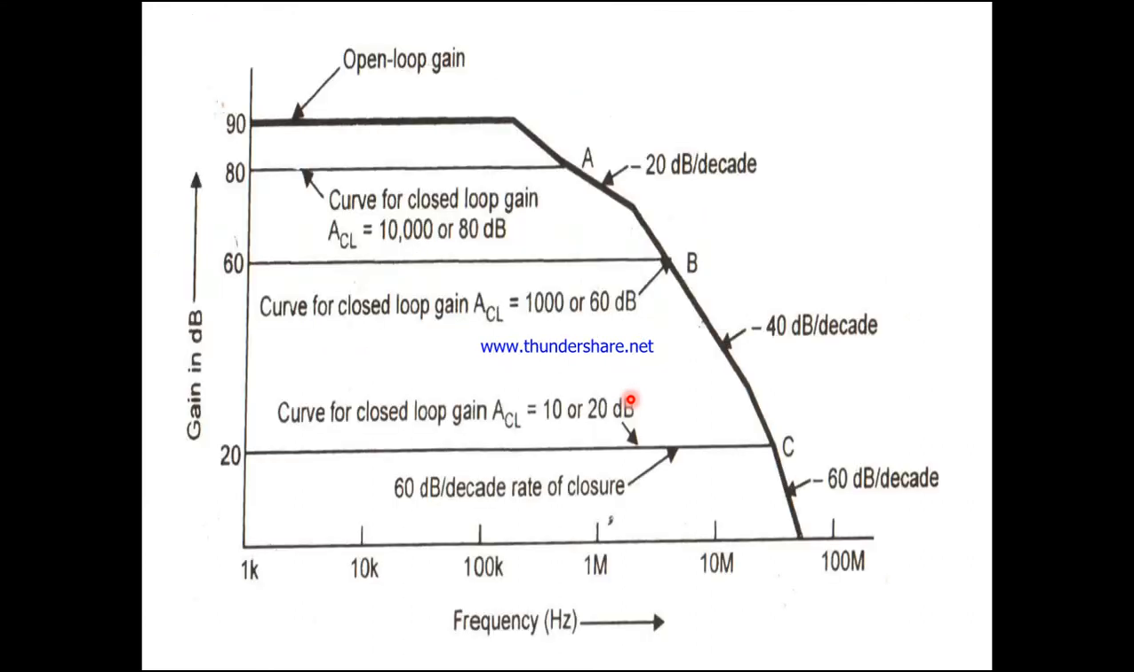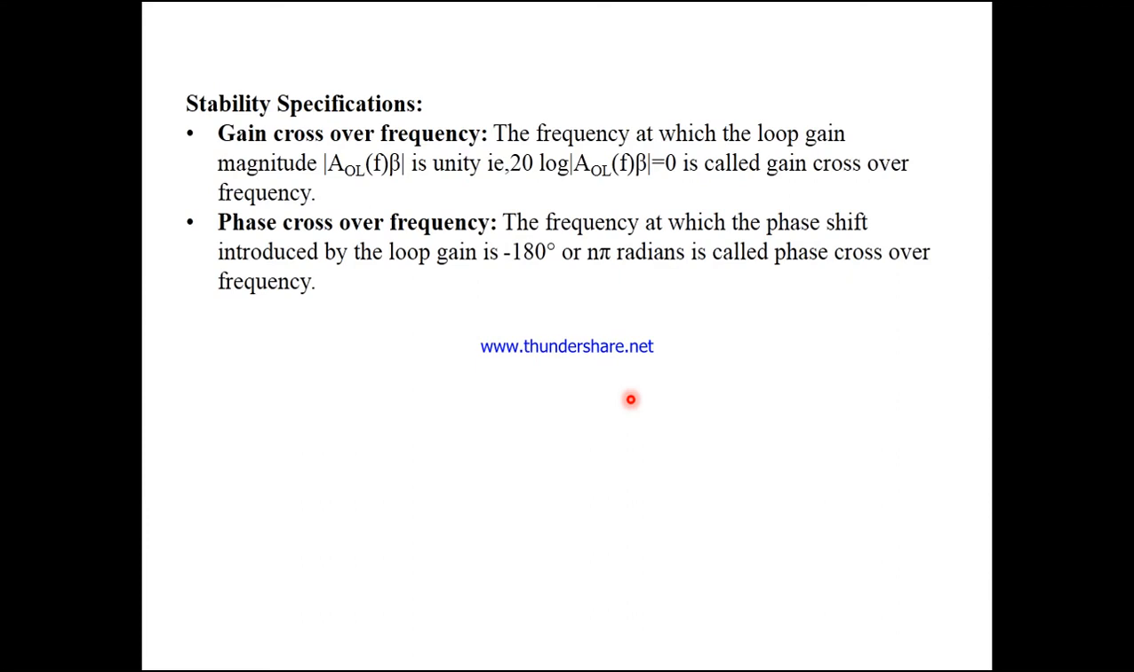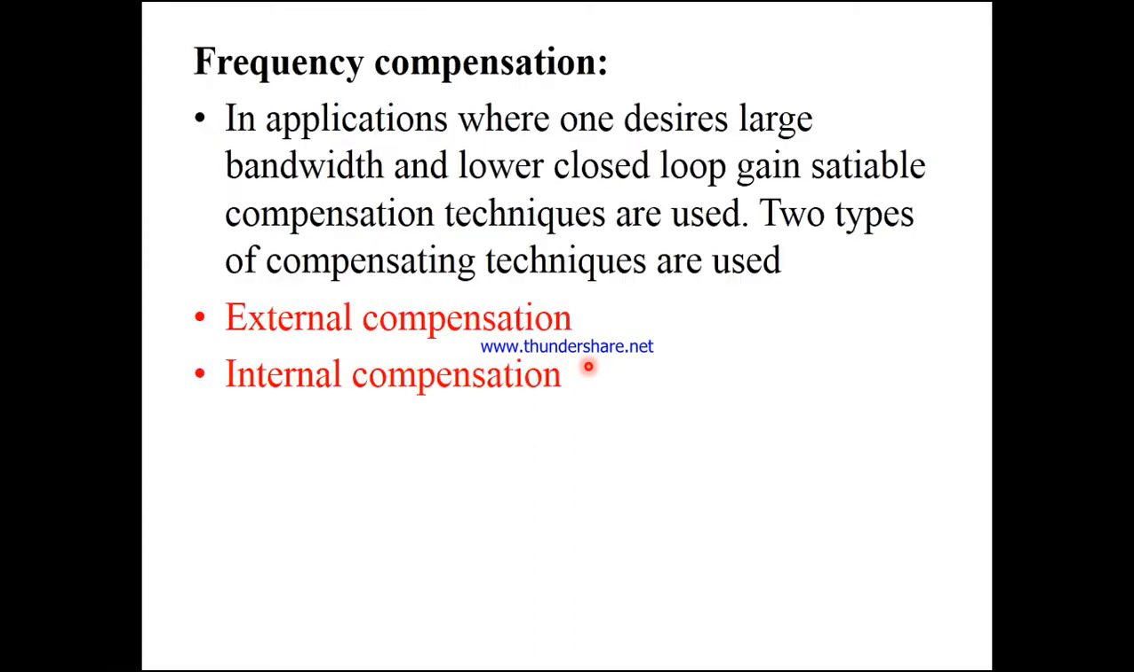The frequency versus gain. Here, when we are seeing the stability specification, there are 2 specifications, that is gain crossover frequency and phase crossover frequency. In the gain crossover frequency, the frequency at which the open loop gain, that is modulus of A OL beta, is unity, that is 20 log A OL of f equal to 0, is called the gain crossover frequency. Next one is the phase crossover frequency. The frequency at which the phase shift introduced by the loop gain is minus 180 degrees or n into pi radians is called the phase crossover frequency.